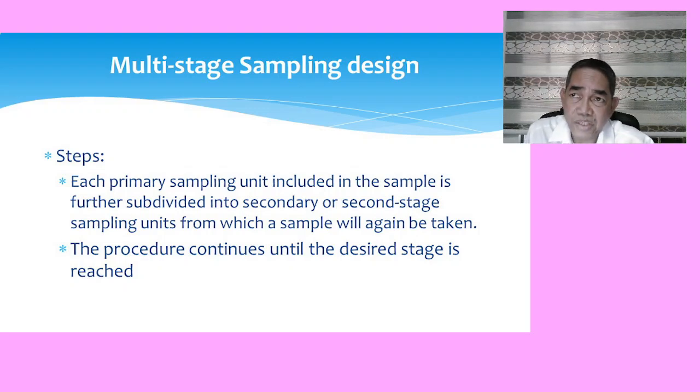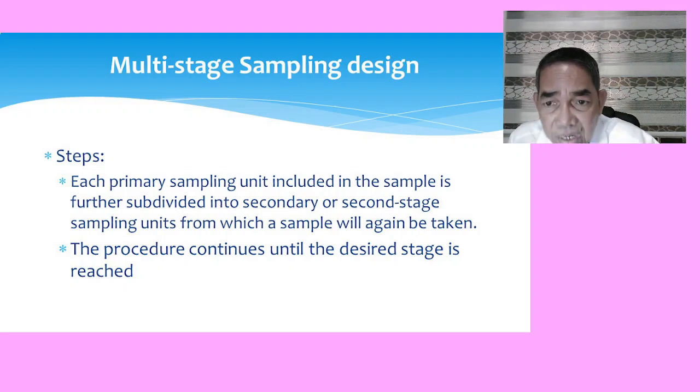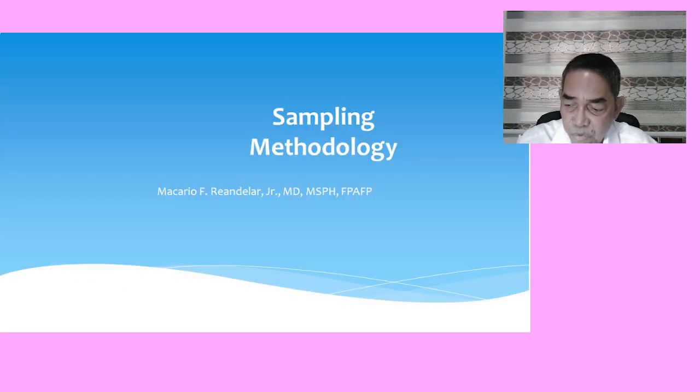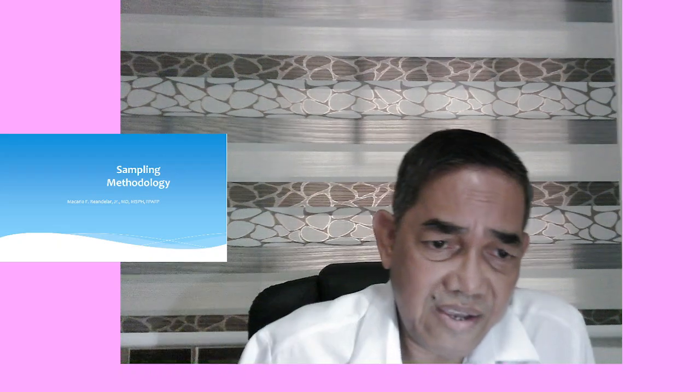So you only need a sampling frame for the final stage. If the final stage, for example, is the actual high school in that particular city or municipality, then that will be the final stage, and then we just get elements. That's the reason why in a nationwide survey, we just need a sampling frame for the last stage. There are multi stages. I think that will be all for the sampling methodology.